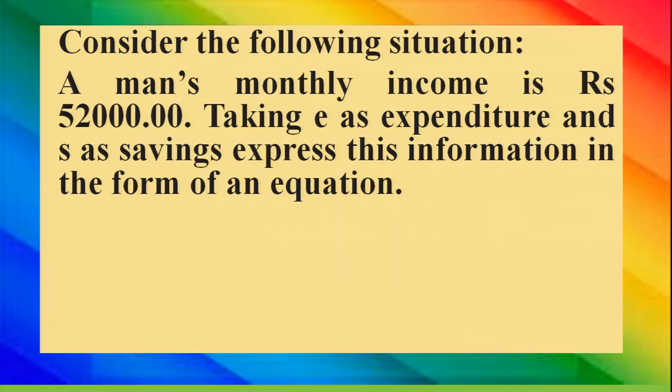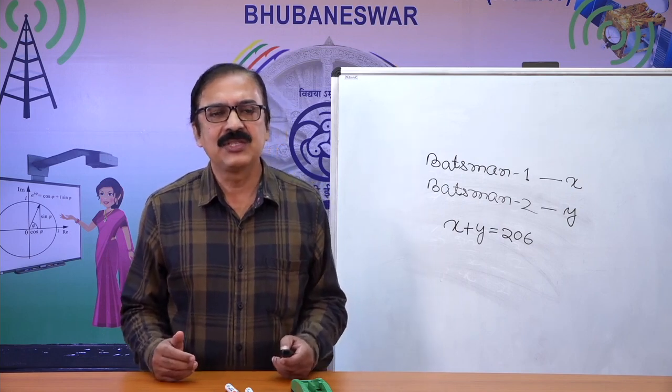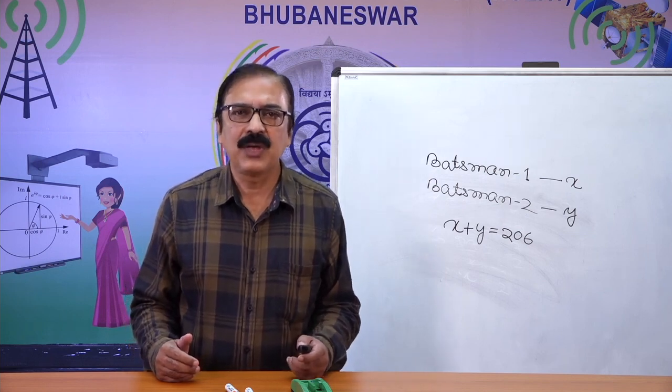So here we have E as the expenditure and S as the savings. The sum of these two variables is 52,000. Are they variables? Is expenditure a variable? Yes, if he spends 50,000 he saves 2,000, or he can spend 45,000 and save 7,000. So these two variables can vary. So we can write the situation like this: E plus S is equal to 52,000.